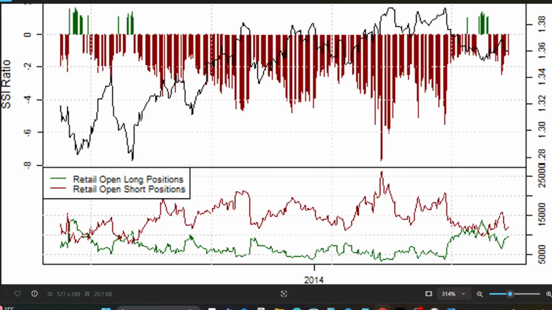Welcome back, traders. In this video, we are diving into a game-changing tool that can give you an edge in the Forex market, and that is the Speculative Sentiment Index, or the SSI for short. Now, this indicator helps you understand what retail traders are doing and how institutional traders might be positioning themselves against them.